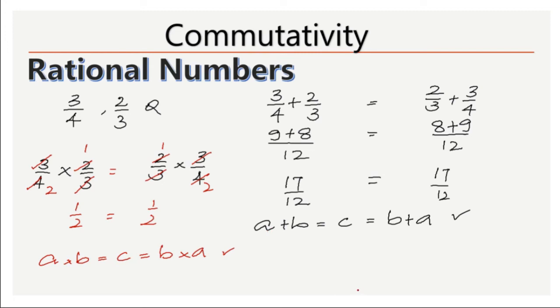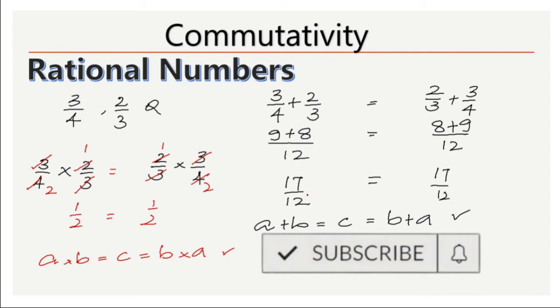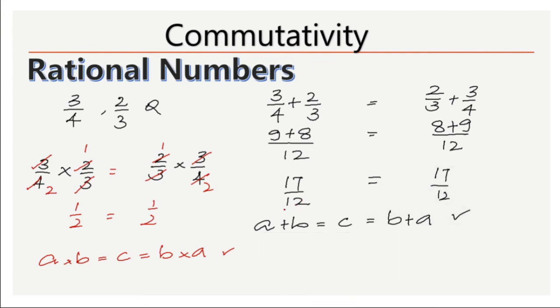Hence, the addition and multiplication of two numbers can be interchanged in the set of rational numbers also. So all these number systems are commutative under addition and multiplication.